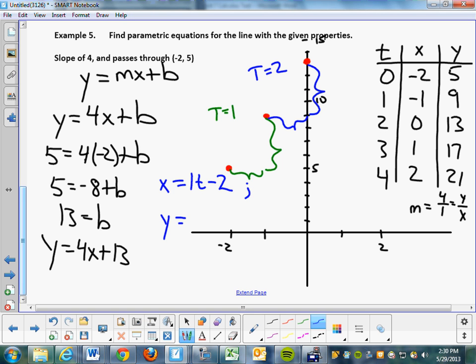All right. So we have that. Now we have y equals, okay? And what is the increase in y every time? 4, and t increases by 1, so the slope is 4. For the y equation, the slope is 4. So I have 4t. When t is equal to 0, what's y? 5.